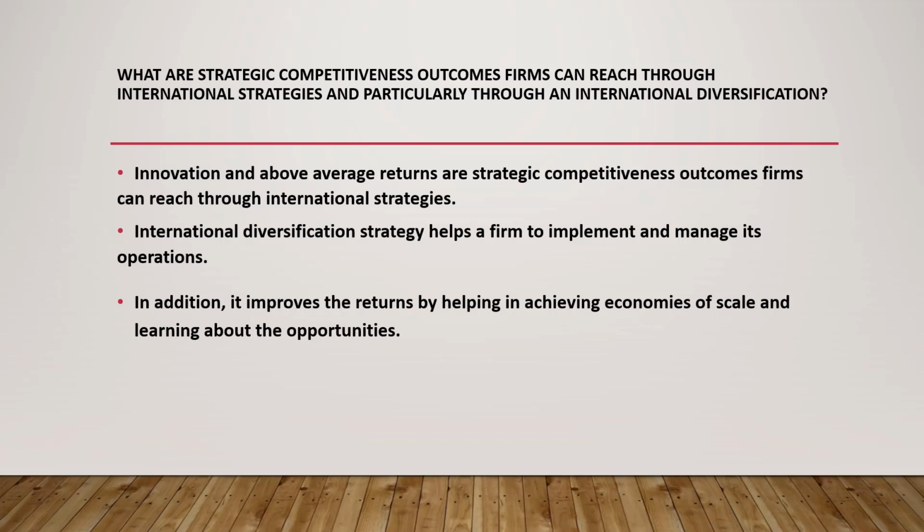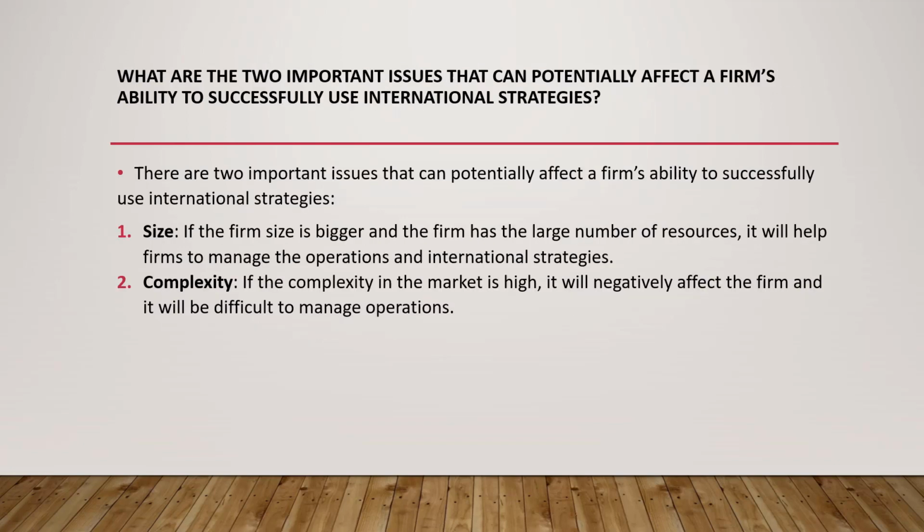International diversification strategy helps a firm to implement and manage its operations. In addition, it improves the returns by helping in achieving economies of scale and learning about the opportunities. After that, we have another question. What are the 2 important issues that can potentially affect a firm's ability to successfully use international strategies? So there are 2 important issues that can potentially affect a firm's ability to successfully use international strategies.